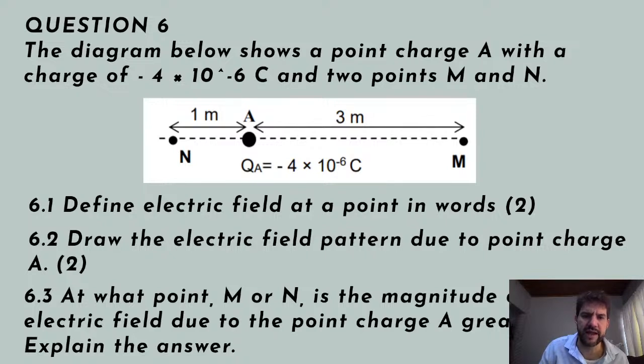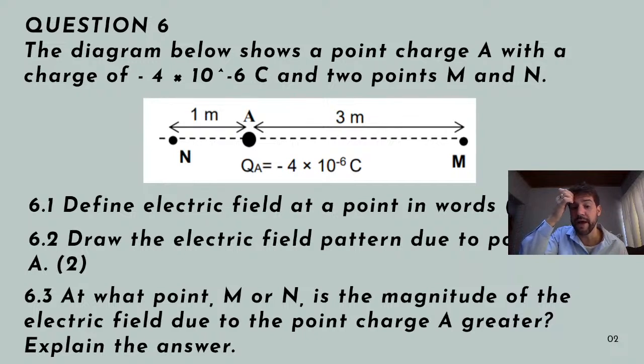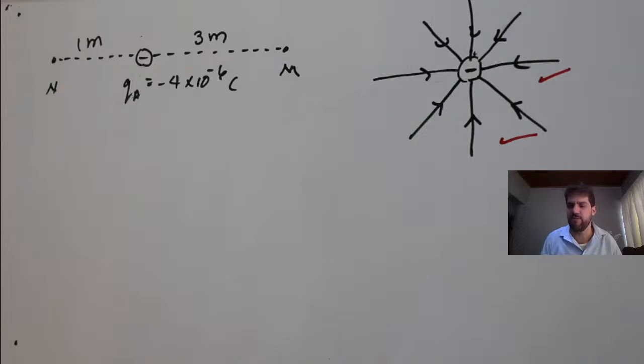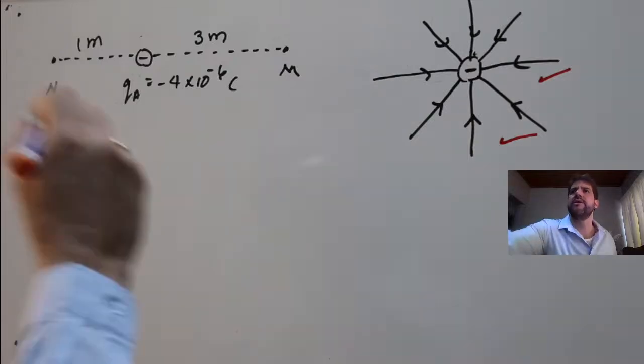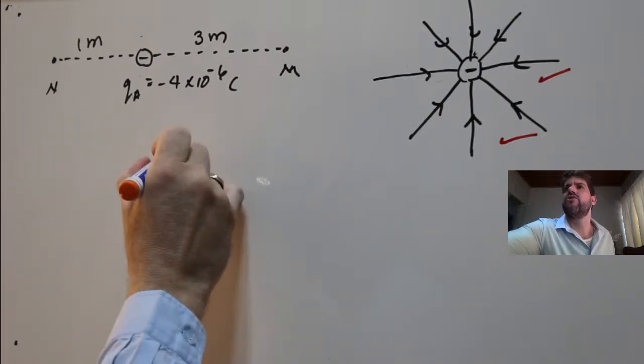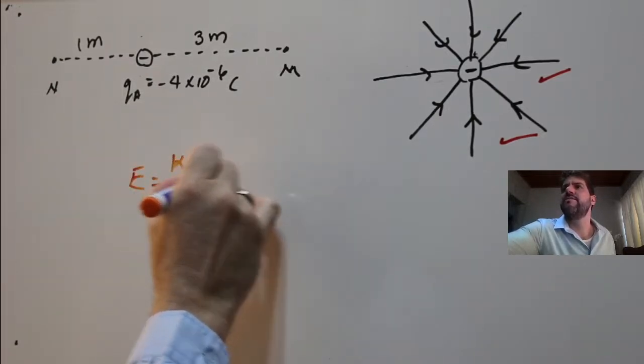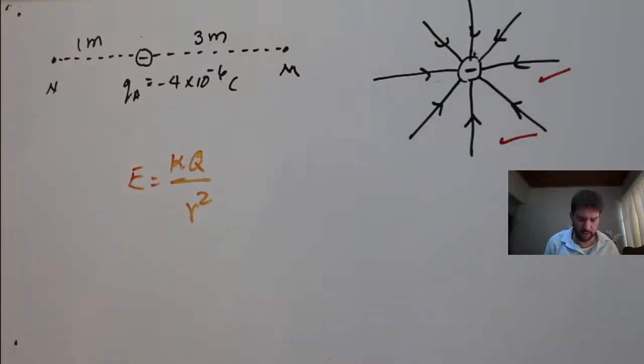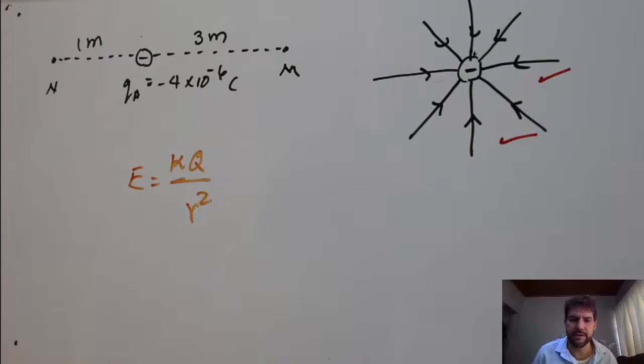The question says, at what point, M or N, is the magnitude of the electric field due to the point charge A greater? Explain your answer. Now, in this case, we are dealing with the non-uniform electric field, in which the formula is this one: electric field at the point is equal to K charge divided by the distance squared. That is the formula we're dealing with here.